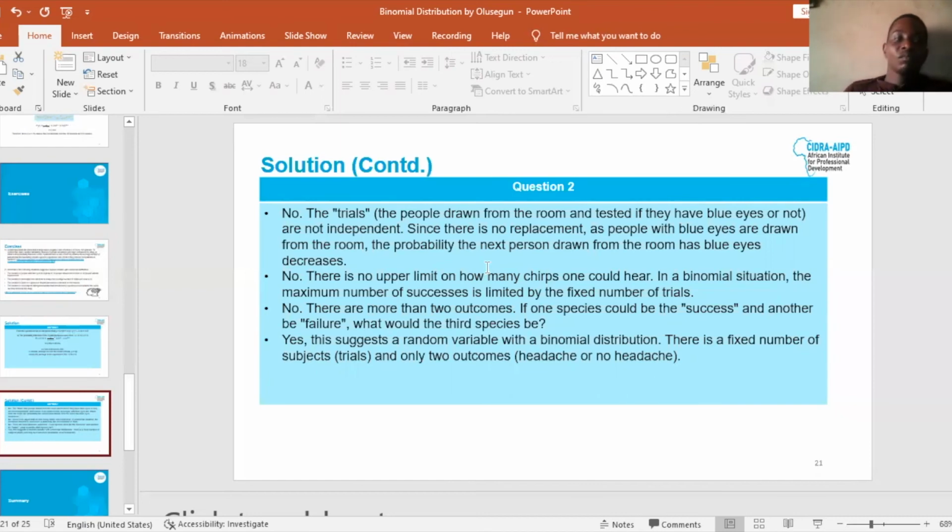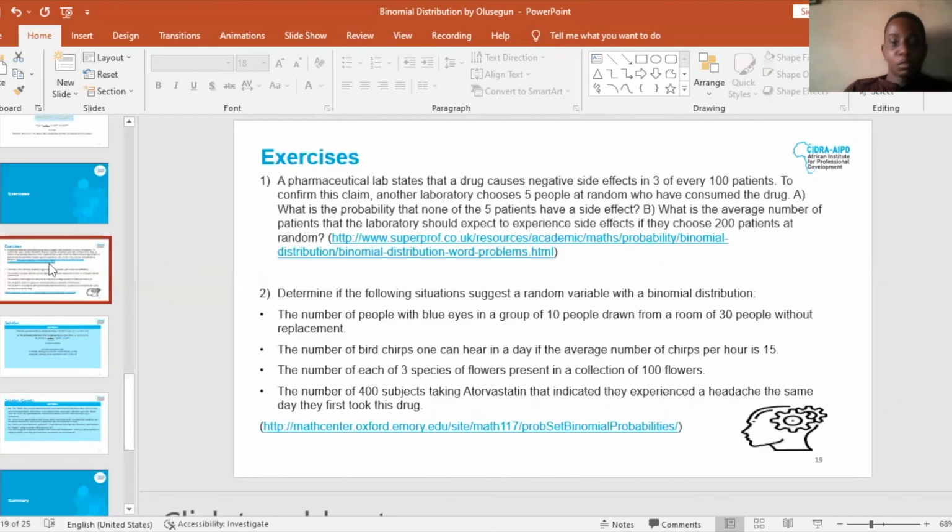So there is no replacement. If there was a large enough sample size, this might have been neglected, just like the COVID case we discussed when we were discussing the application in biostatistics. But in this case, there are not that many of them. A group of 30 people, so the sample is not large enough, so it can't be described with a binomial distribution. The second, the number of bird chirps one can hear in a day if the average number of chirps per hour is 15.